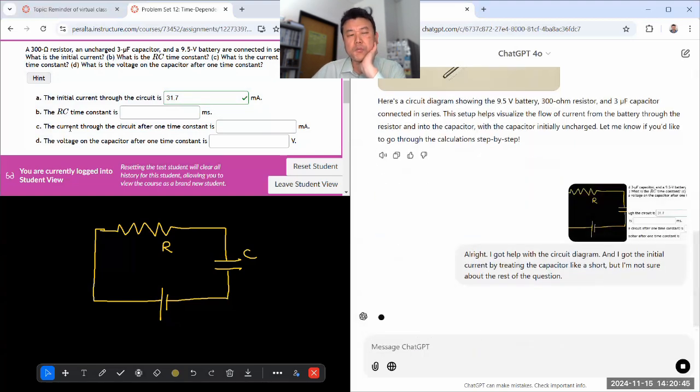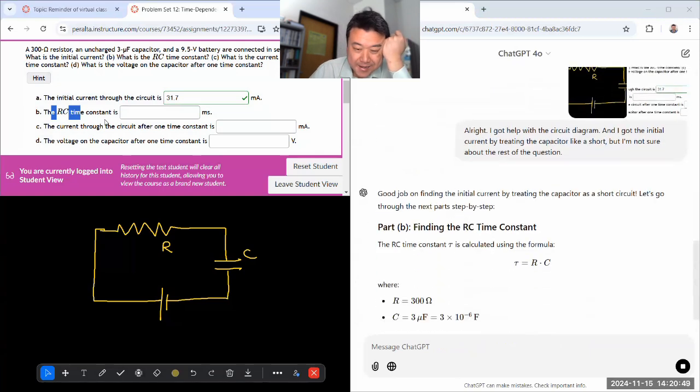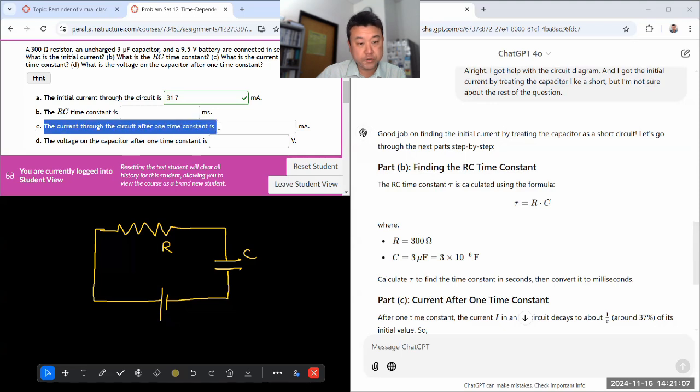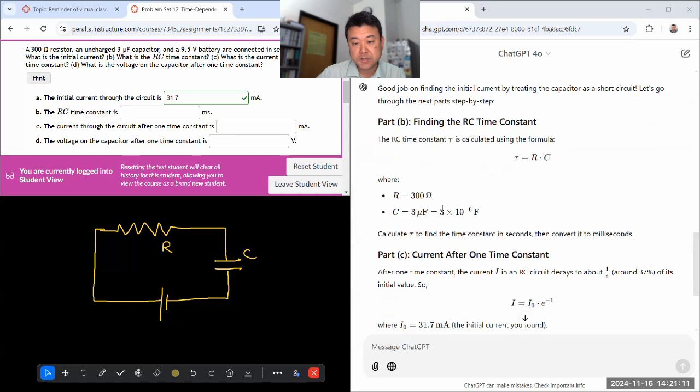And it should give me the formula for the RC time constant, literally resistance times capacitance. That's the RC time constant. It's like one of those situations where the name tells you the mathematical operation to do. So yeah, B should be easy. C, current through the circuit after one time constant is. So there's a rule of thumb you could use, or you could do the full calculation. Let's see what ChatGPT suggests.